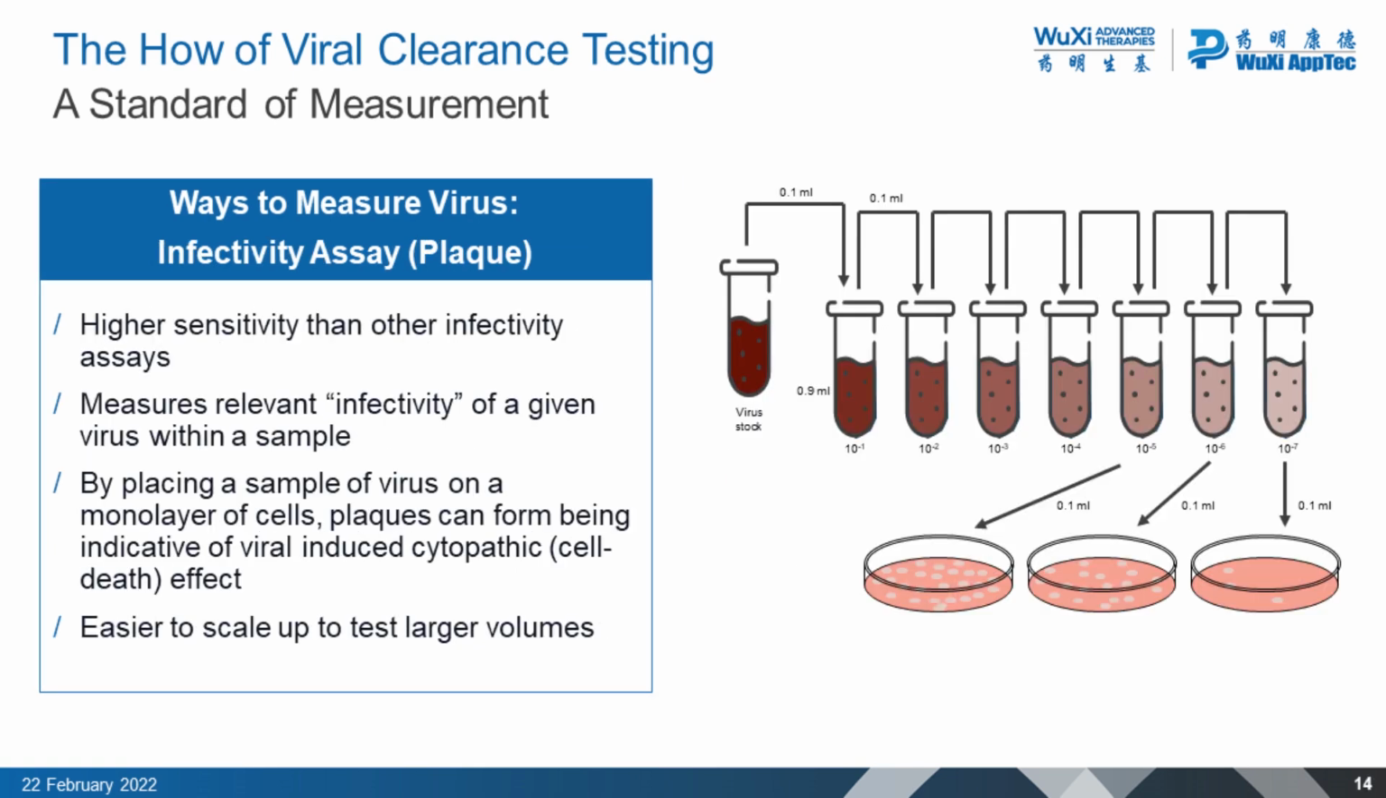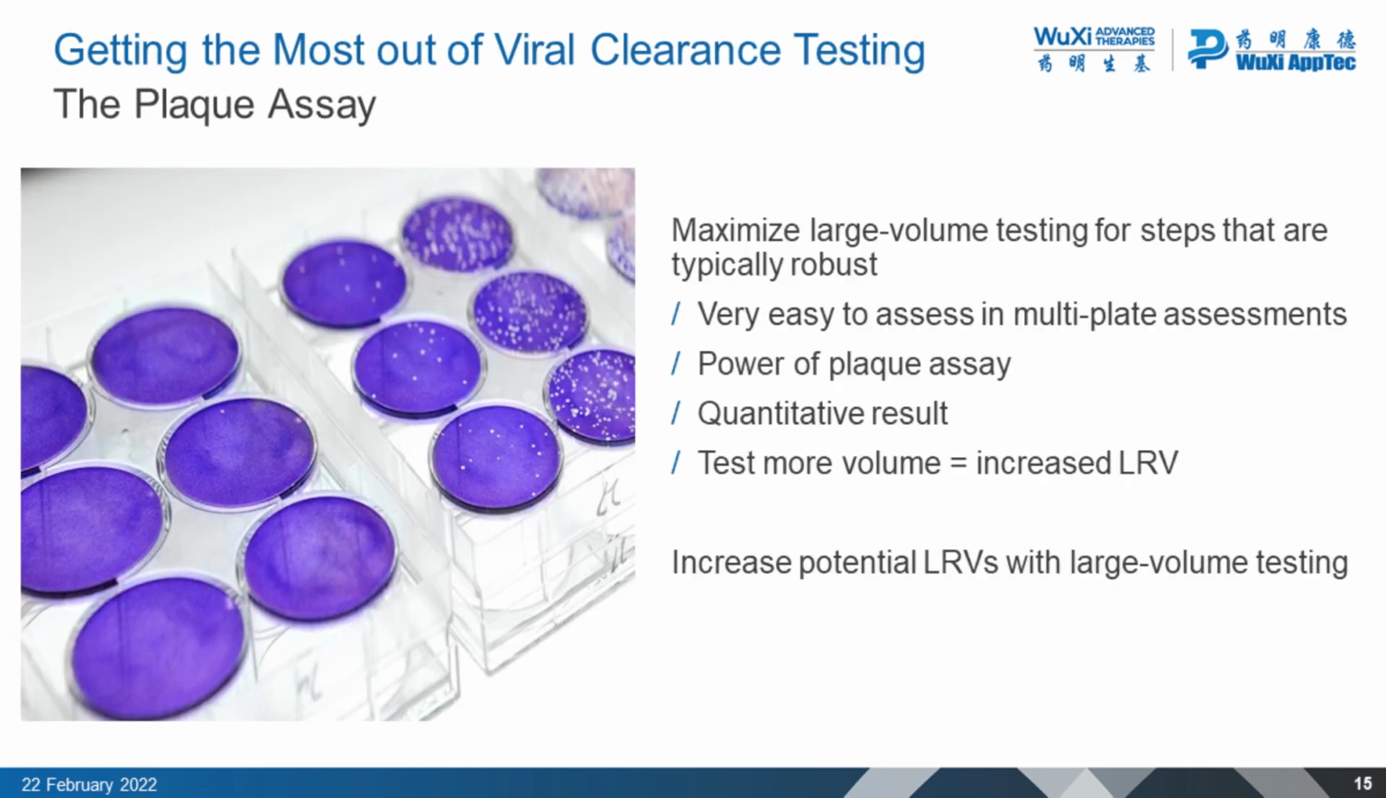So WuXi's preferred method, when possible, is the plaque assay. It has higher sensitivity than other infectivity assays. It'll measure the relevant infectivity of a given virus within a sample. By placing a series of dilutions of a virus-containing sample on the monolayer cells, plaques form, which are then counted to obtain the titer. Most importantly, it is much easier to scale up to test larger volumes. Utilizing the power of the plaque assay, large volume testing for steps where we expect full clearance leads to increased log reduction values.